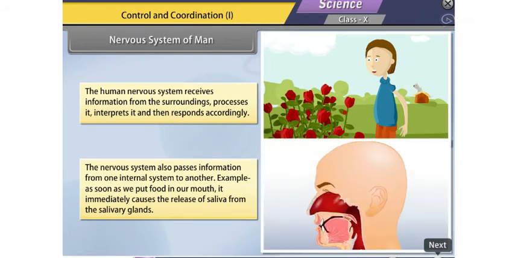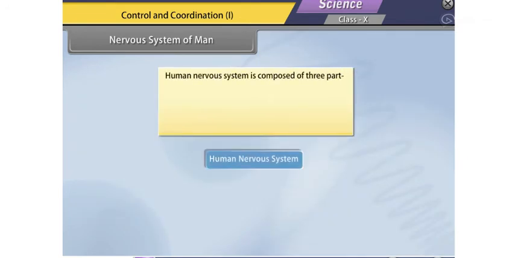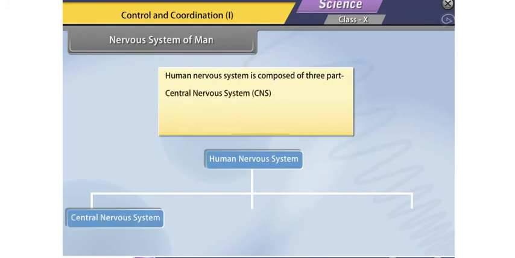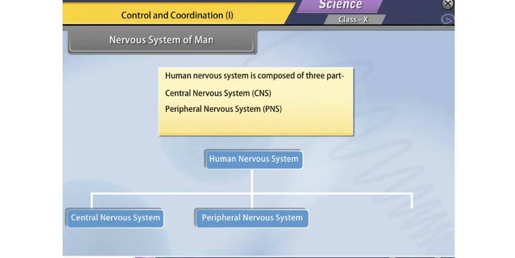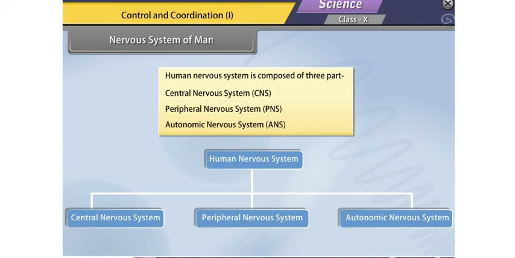Example: as soon as we put food in our mouth, it immediately causes the release of saliva from the salivary gland. The human nervous system is composed of 3 parts: the central nervous system, CNS, the peripheral nervous system, PNS, and the autonomic nervous system, ANS.